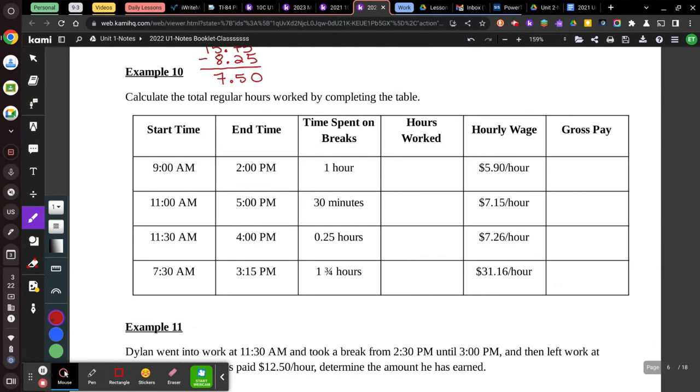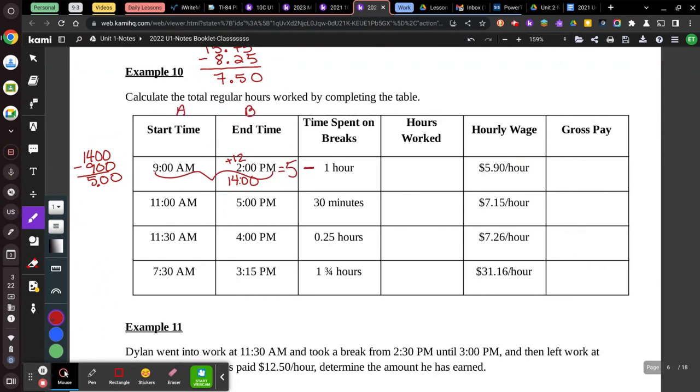Okay, example 10, we're going to do the exact same thing. So all of the PM we are going to convert. So we're going to add 12. So that's going to be 1,400 hours. Okay, so we've got 14. So it's going to be subtract. So this is going to be 1,400 subtract 900, which is 500. You put the decimal before the zeros. So that means there's 5 hours. So these two together make 5. We subtract the hour on break.